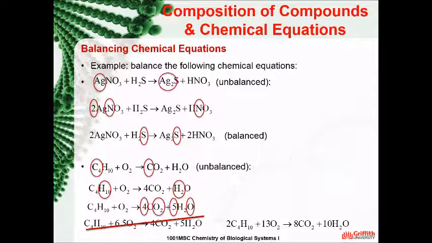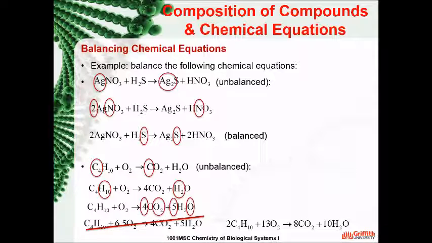To overcome this problem, we multiply everything by 2. So now we have 2C4H10, 13O2, 8CO2 and 10H2O. Check each element again and you should obtain the same number on each side of the equation. So there are 8 carbons on both sides, 20 hydrogens on both sides, and 26 oxygens on both sides. So the equation is now all balanced.